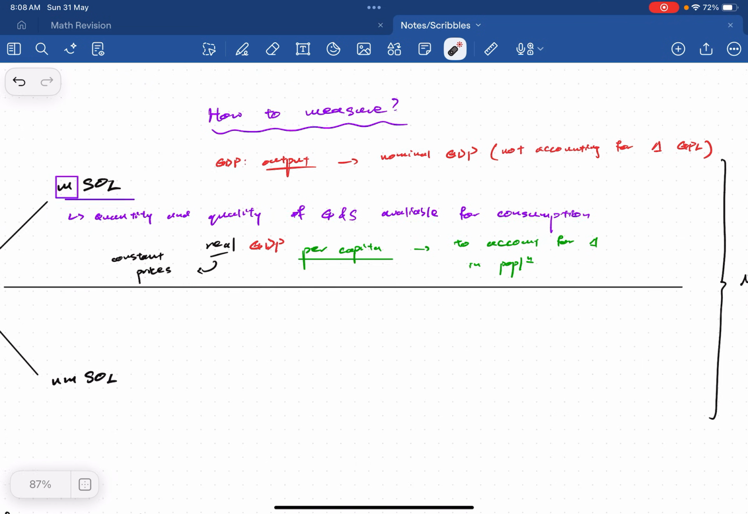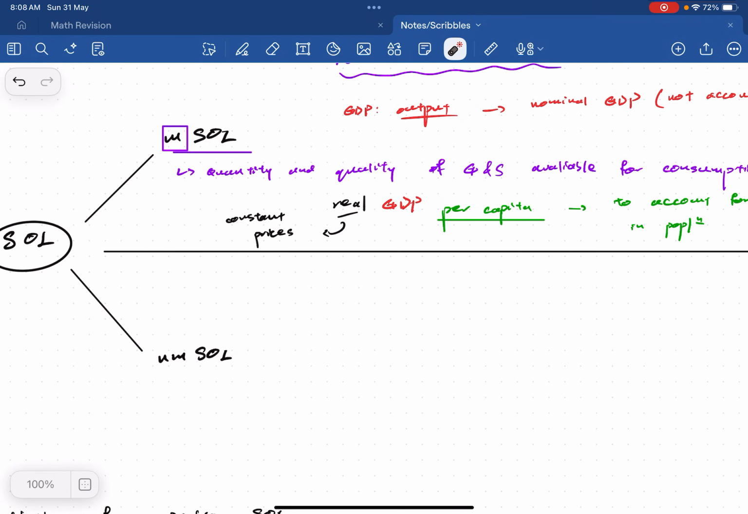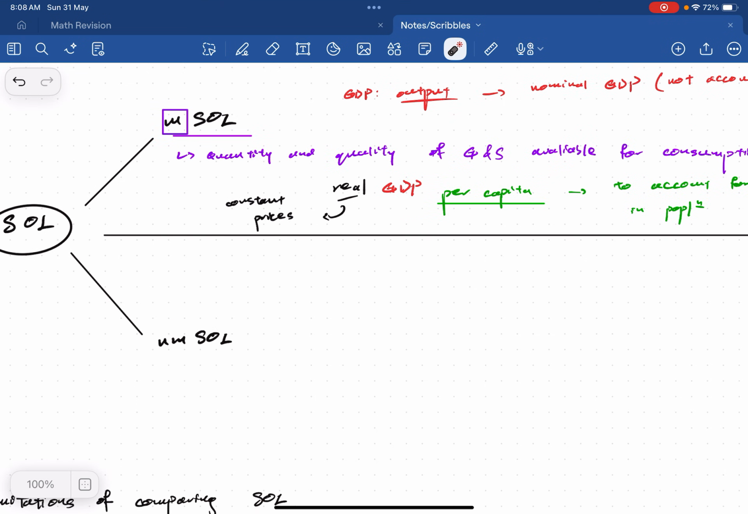So now let's go on to the measurement of non-material SOL. Now this is a lot harder to measure because this is about intangibles. You're talking about quality of life. Quality is something that is very hard to measure. We can measure quantity, it's very hard to measure quality.